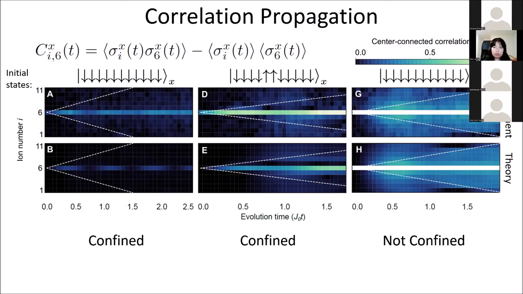this red column shows the correlation dynamics when the initial state is initialized perpendicular to the interaction. In this case, the state is far from the low energy region of the many body spectrum of the confinement Hamiltonian. Therefore, correlation spreads super fast. So you can see in these diagrams that the information from the center ion spreads quickly to the end, and we call this a non-confined state.